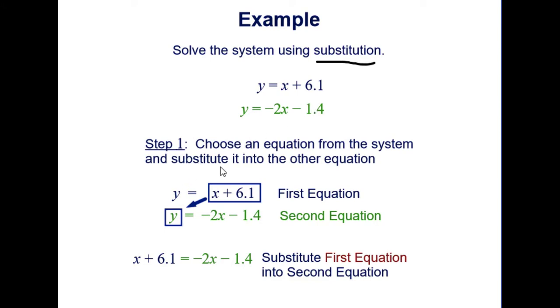So step 1 is to choose an equation from the system and substitute it into the other equation. In other words, we want to make sure our equation is alone. So the first equation has the y by itself, so we're going to substitute it into the second equation. So x plus 6.1 is going in for the y in the second equation, which creates the now one variable equation, x plus 6.1 equals -2x minus 1.4.